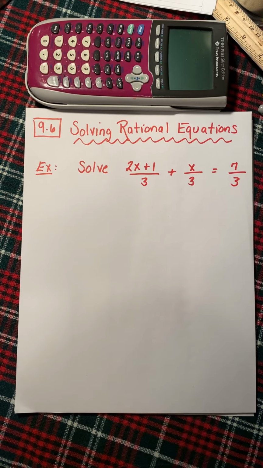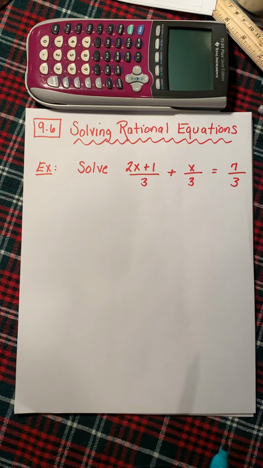So we are going to combine our 9.1 and our 9.3, throw in a little 9.2, and here we are, 9.6. Yes, we did skip over 9.4 and 9.5, so you are not missing anything. So today we are solving rational equations.